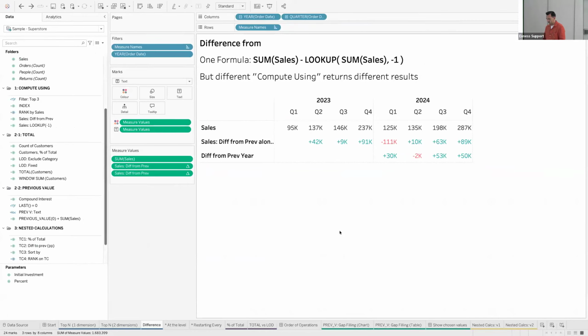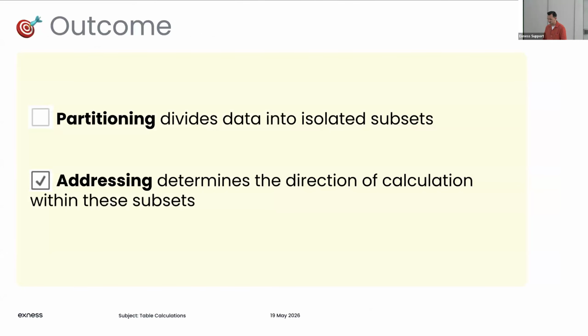Okay. Now I think I'll go to the next part. But again, before that, one more outcome. So how to remember what these checkboxes do? If you do not select a field, a dimension, it goes to partitioning and divides data into isolated slices. If you select a dimension, it determines the direction of calculation. So which field you go first, which next.